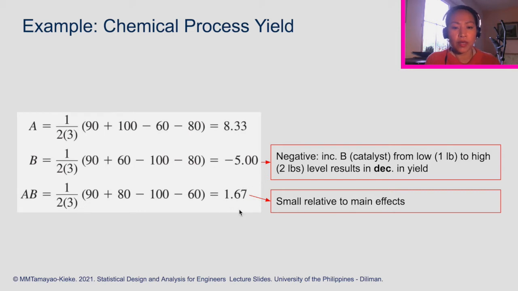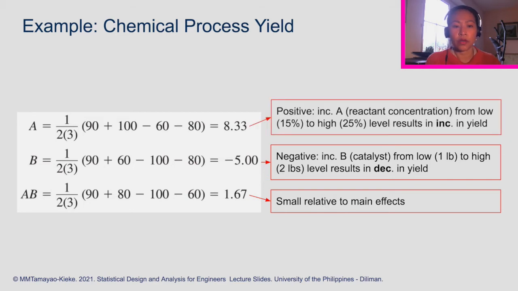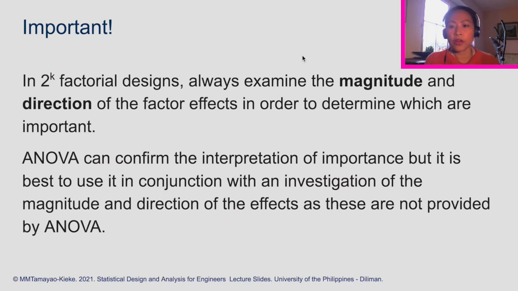Okay. Now, if you look at this value, it is small relative to the main effects. Okay. How about for A? As you can see, it's positive, okay, which means that there's a direct relationship, and therefore an increase in A, which is the reactant concentration, from a low of 15% to a high of 25%, okay, results in an increase in the yield. Okay, so take note that in a 2 to the k factorial design, you should always examine the magnitude and the direction of the factor effects in order to determine which are important.